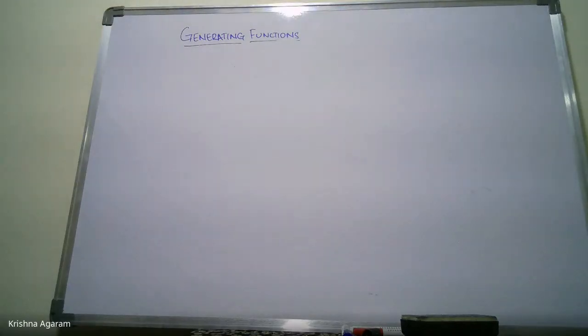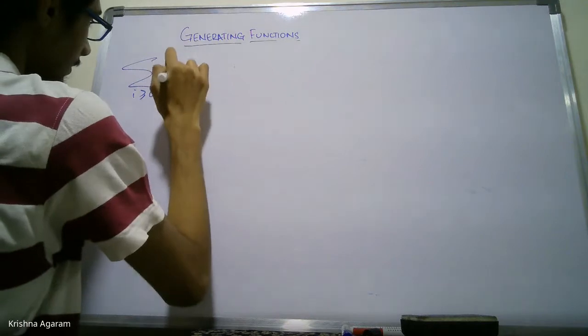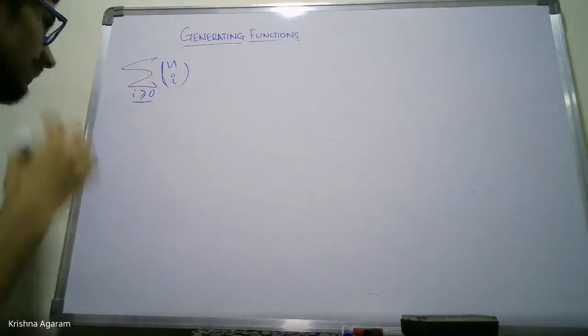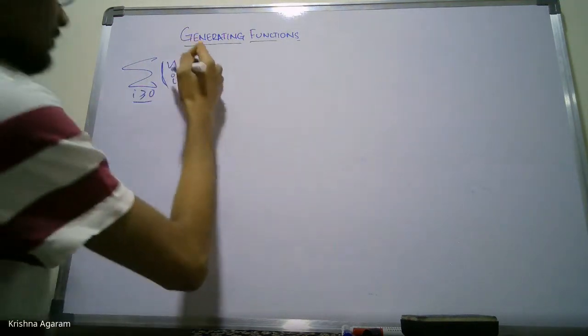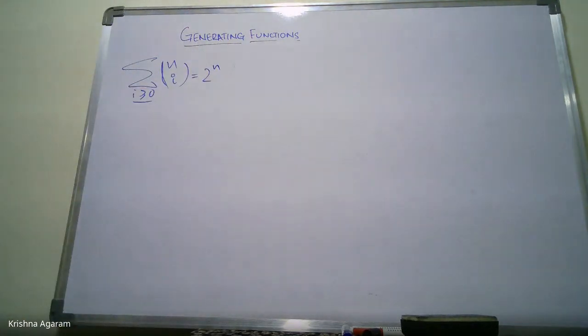Okay, so suppose you wanted to do this. This i greater than or equal to 0 just means i is 0, 1, 2, 3, same thing as 0 to infinity. Okay. So suppose you wanted to do this, everybody knows that this is 2 to the n. And like the standard proof is just put x equal to 1 in the binomial expansion. So you could also do it using generating functions.